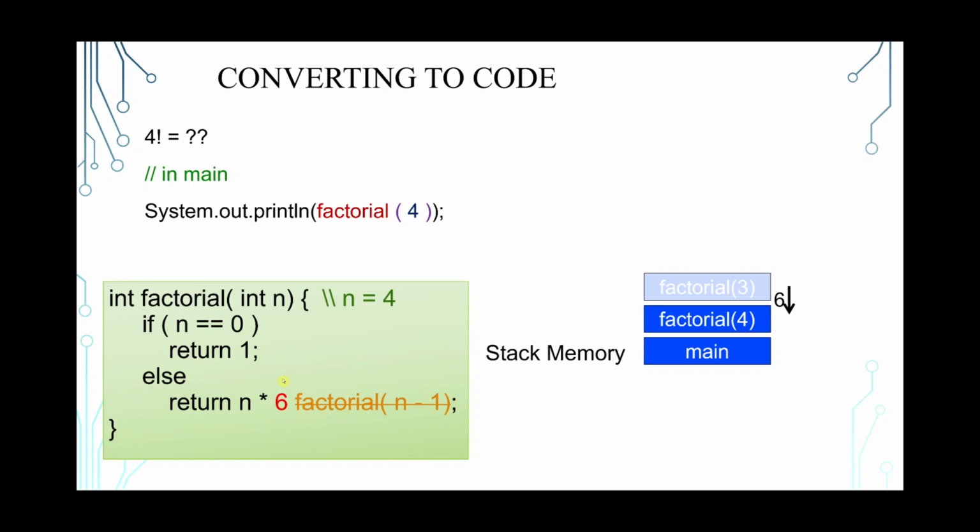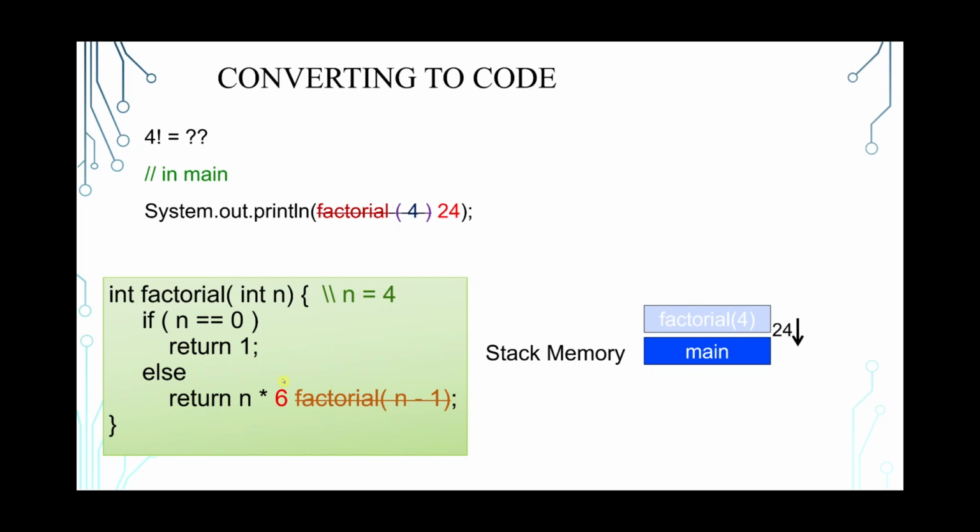6 times 4, go back with 24. So you go back to the main with the value of 24. That plugs in here and eventually prints 24. Not 14, 24. 24.